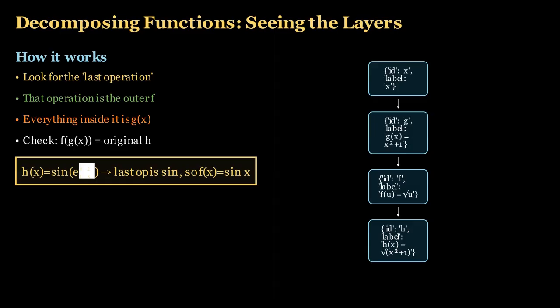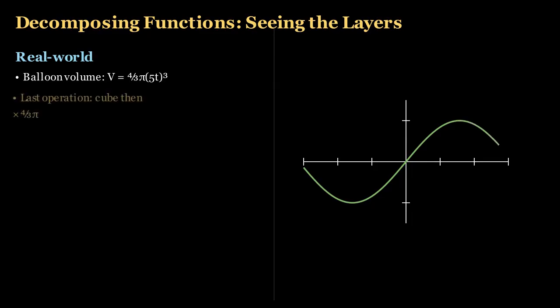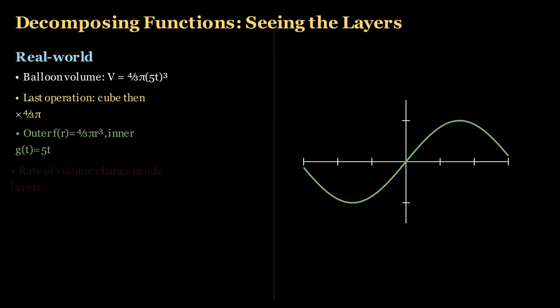Now, suppose you want to know how fast the volume is growing at t equals 2 seconds. That is a derivative problem for a composite function. To use the chain rule, you must decompose it. Ask, what is the last operation? You cube the radius, then multiply by 4/3 pi. So the outer function f of r is 4/3 pi r cubed. The inner function g of t is 5t. The chain rule will then give the rate of change as the derivative of the outer volume formula with respect to r, times the derivative of the inner radius with respect to time.